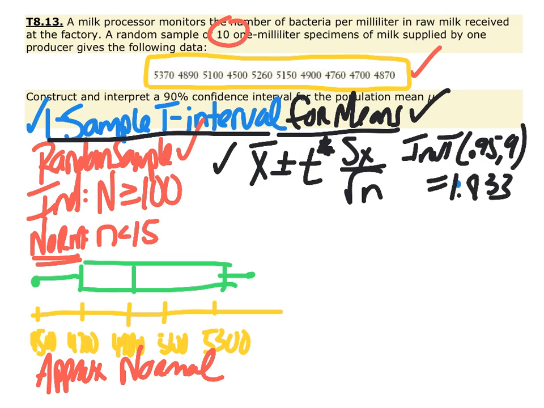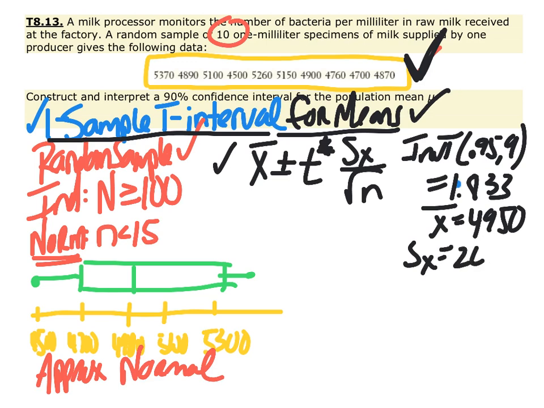Now, unfortunately, they didn't give us the mean or the standard deviation. You are going to have to go back to your data and do a one-variable statistic to find that. When you do it, you're going to get that the x bar ends up being, I believe, 4,950. The s_x, or standard deviation of the sample, was 268.45.